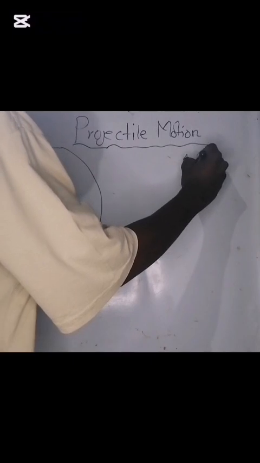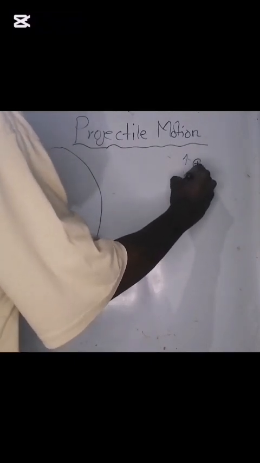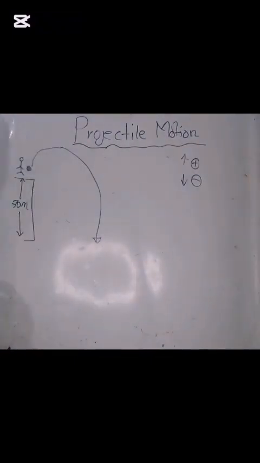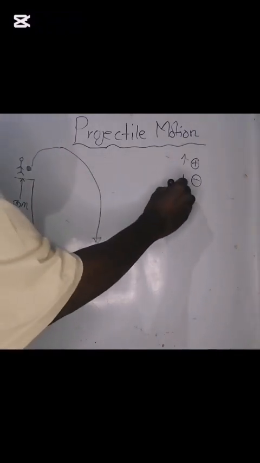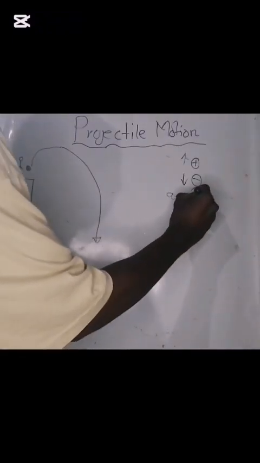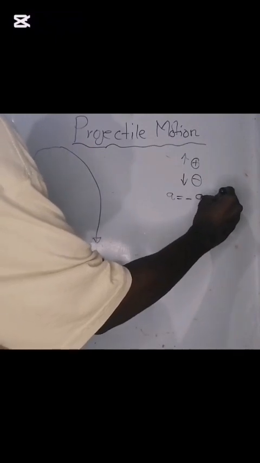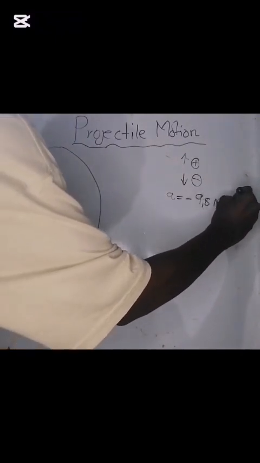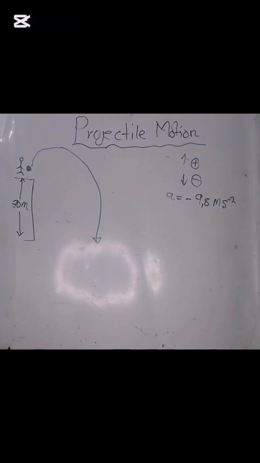It is simply because of gravity. So when you are dealing with projectiles, before doing a lot of things, you have to choose direction. If you don't want any complication, always choose upward as positive and downward as negative. Since this ball will eventually go downward, caused by gravity, we will say the acceleration of this ball will be negative 9.8 meters per square second. Why negative 9.8? Because of gravity.